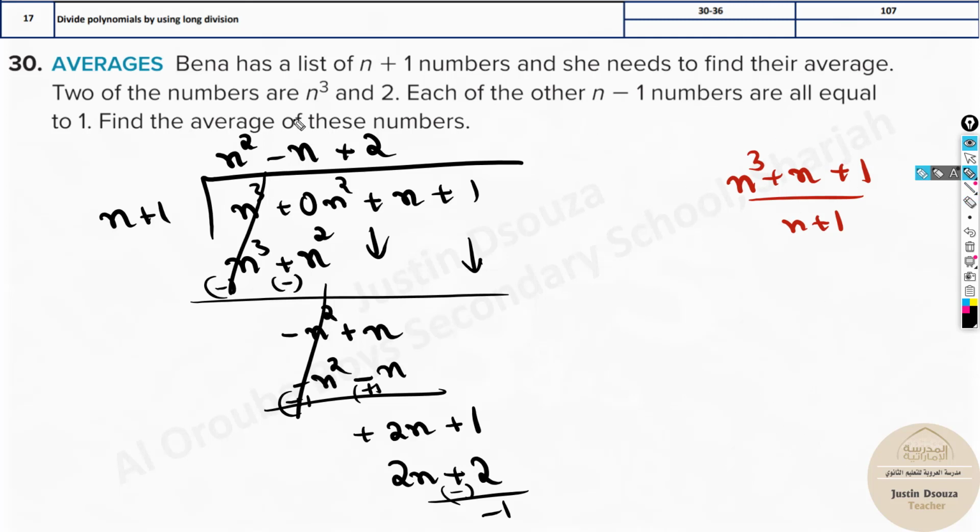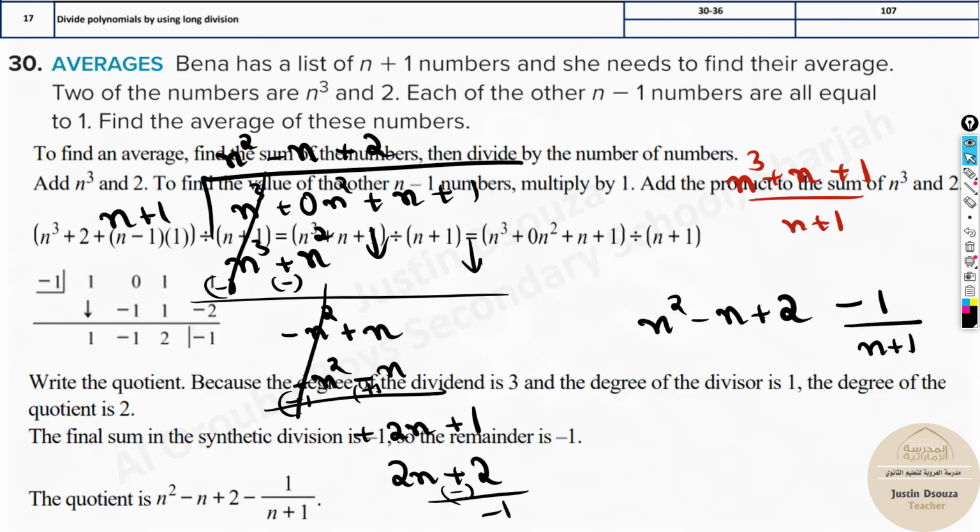The answer, the average over here, is by long division n square minus n plus 2. But this remainder is also a part of the answer. So you write minus 1 divided by the divisor n plus 1. Always by the divisor. Whatever the divisor is, whatever the remainder is over here, if it's x or 1 or 2, write it over here and divide by the divisor. That's the final answer.